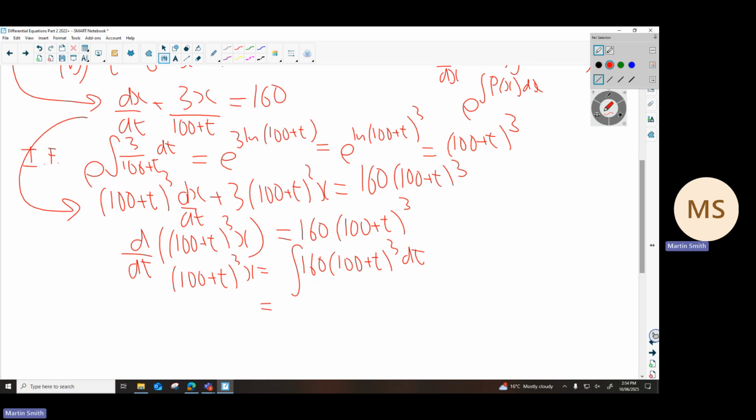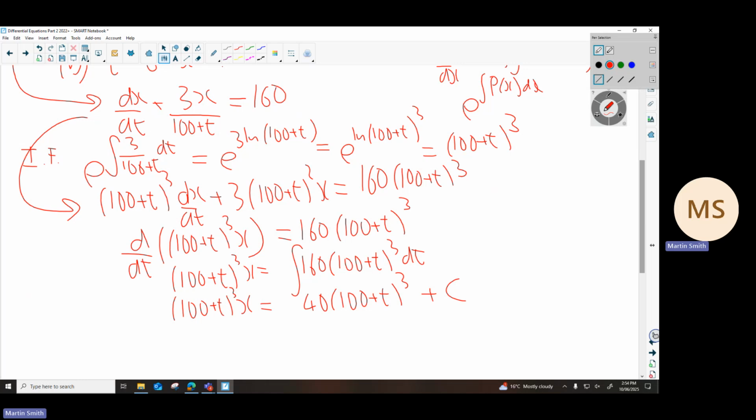which is, it's a linear function to the power of something, increase the power, so it's 4, divide by the new power and the differential of the bracket, which is 1. So that should integrate to give 160 over 4, which is 40 times 100 plus t to the 4. And you must remember to put a constant at this point. So there you go, folks. This is my general solution to my differential equation.